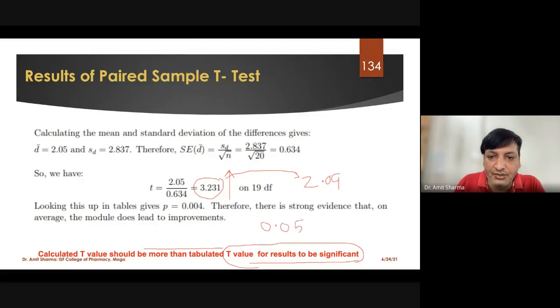0.05. So how we are going to write? We are going to write in such a way that p is less than 0.05, in such a way like this, and result was found significant, and we are able to reject the null hypothesis. So this is the way that how we are going to do the numerical.